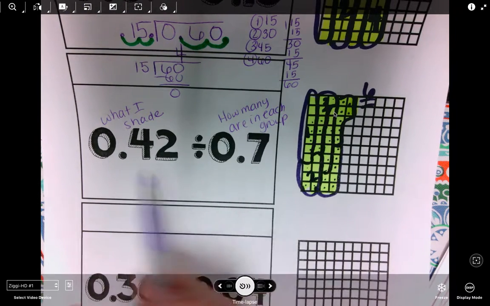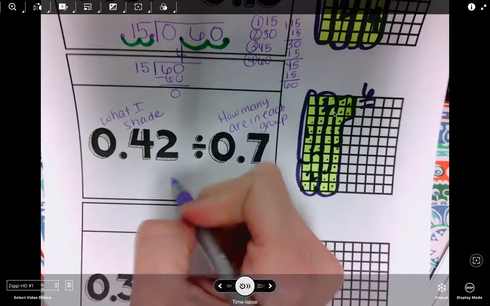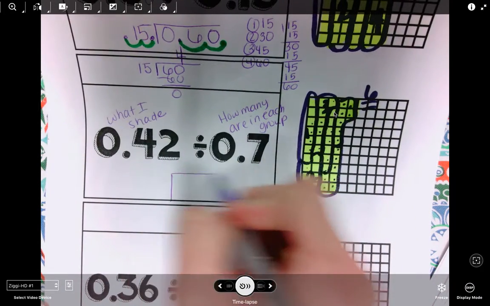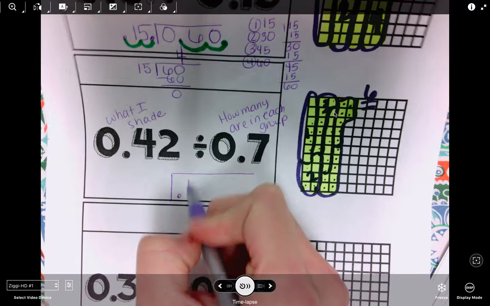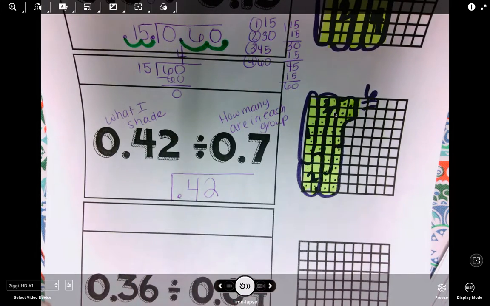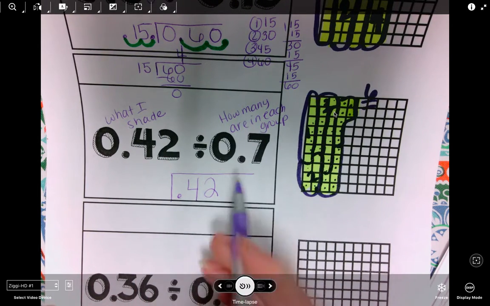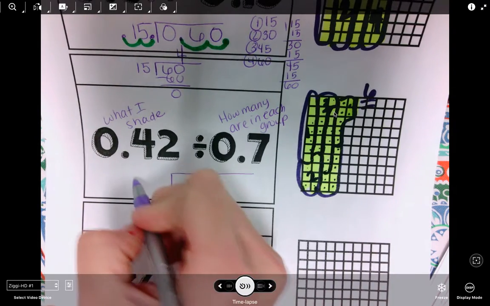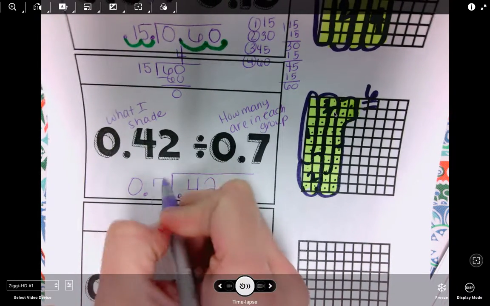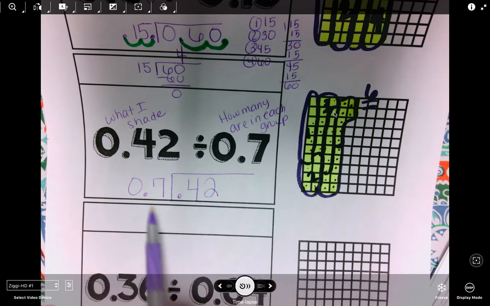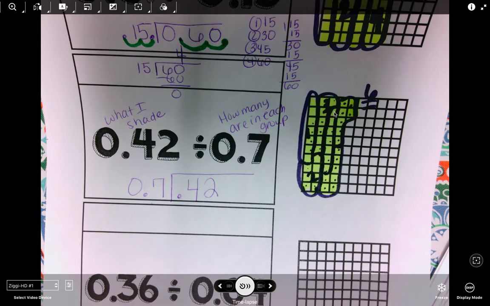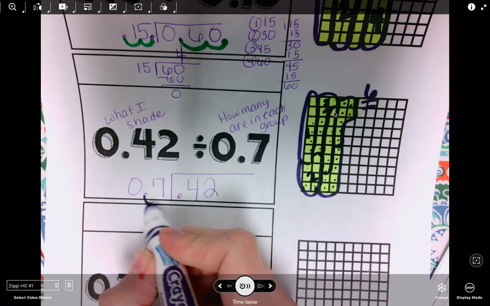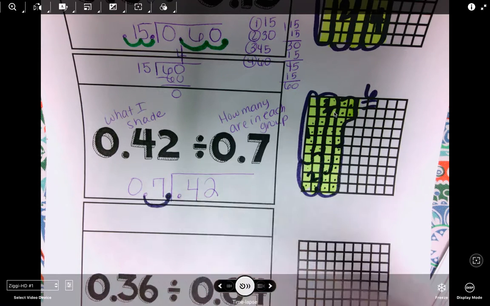So let's see. Again, our first number is our dividend, so we're going to put 42 hundredths inside. And our second number is our divisor, so it's going to go on the outside. When we look at our divisor, we need to make sure it's a whole number. We can see that this is not a whole number, so we're going to move our decimal. We only have to move it one time to make this a whole number.